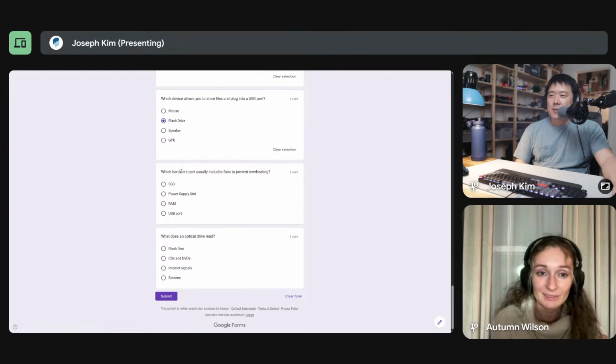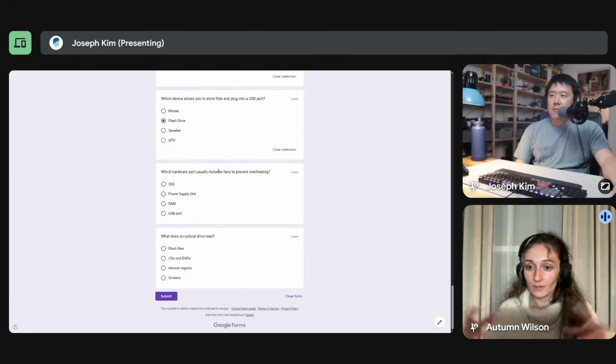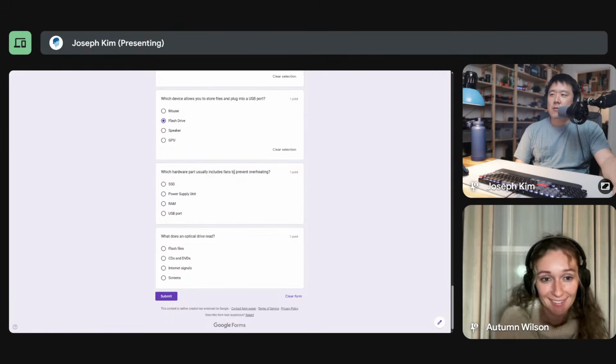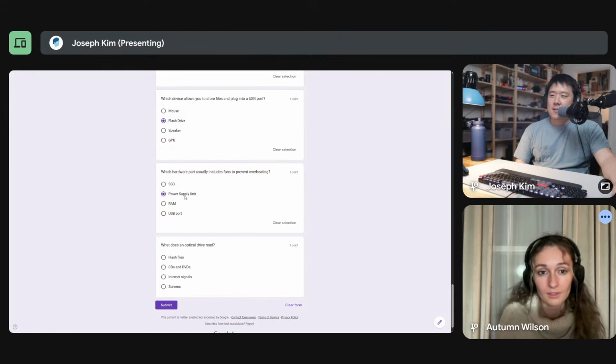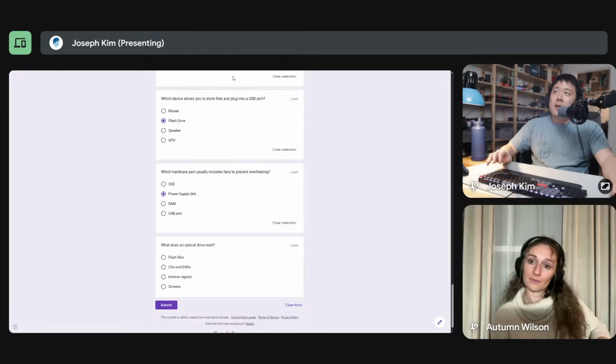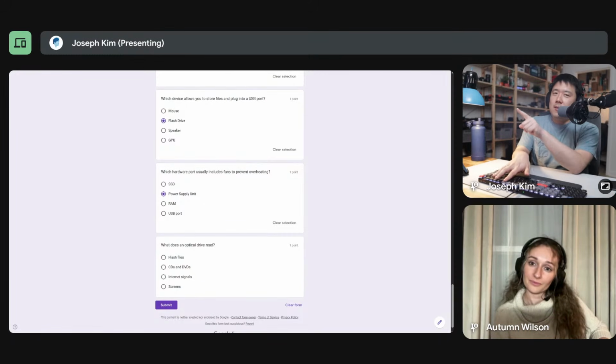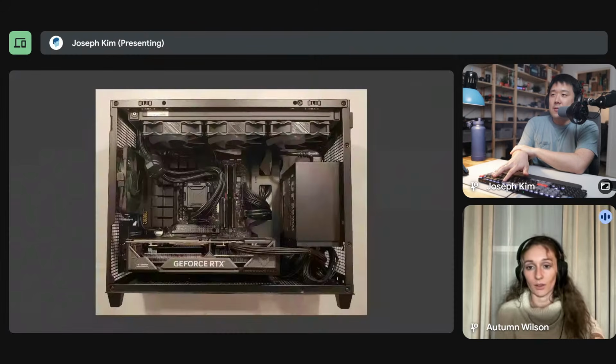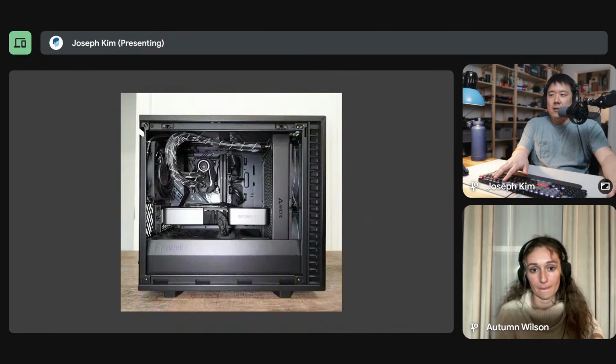Which hardware part usually includes fans and prevents overheating? Well, aren't all of these in the one? Usually includes fan. Would it be the power supply unit? But they're actually all in the box together. I know, but what this one is talking about is desktop, not laptops. I think that's where you get a little bit of mixture.